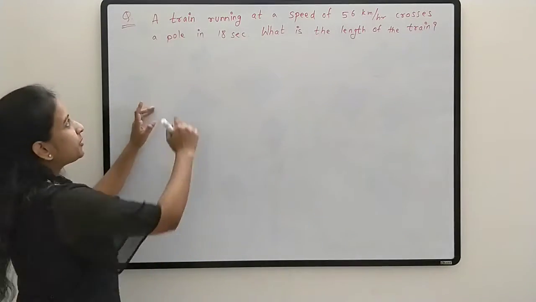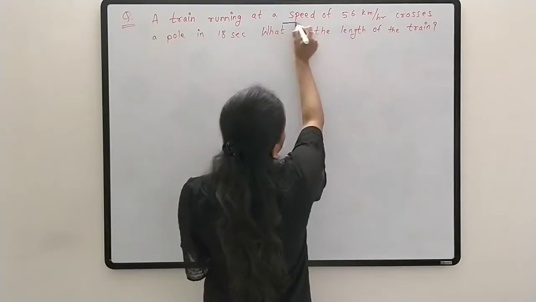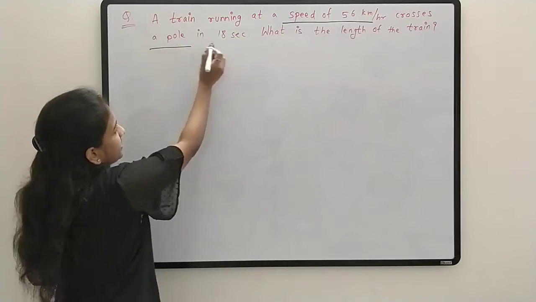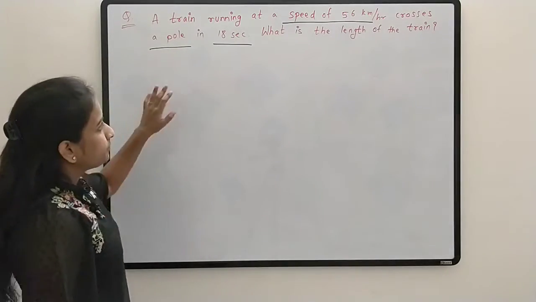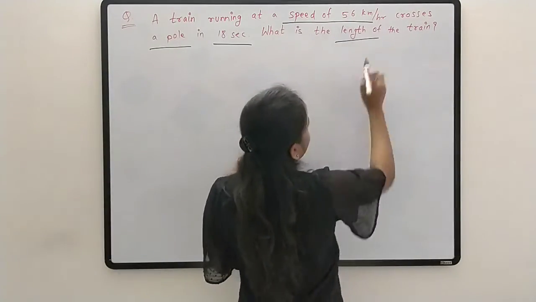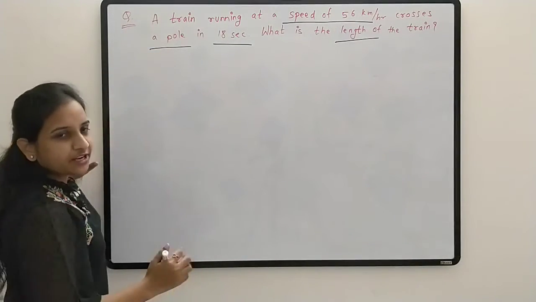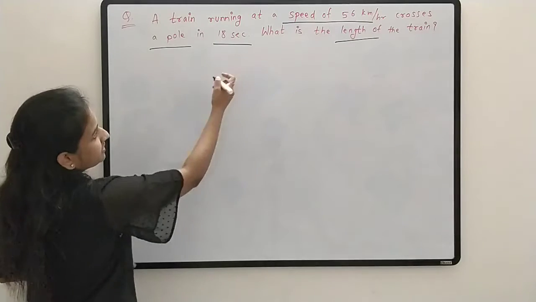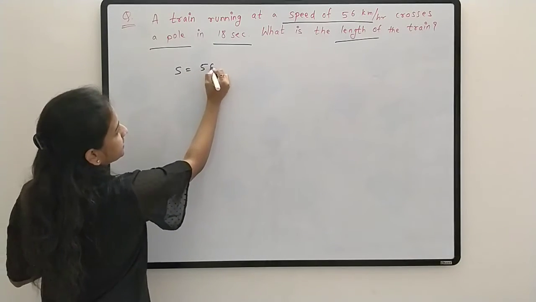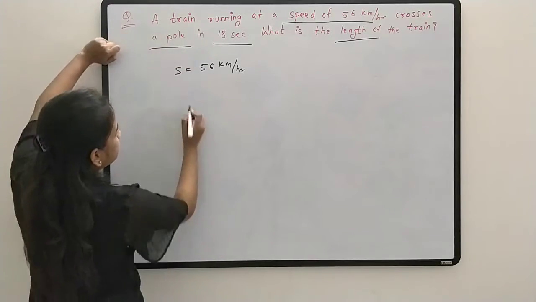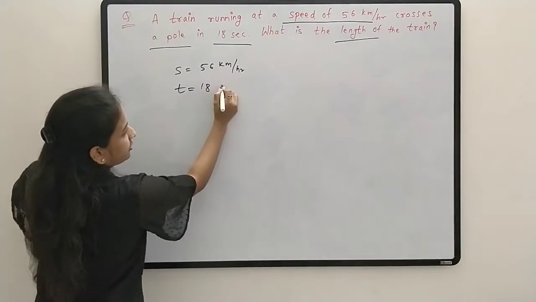See, what is given in this problem? A train running at a speed of 56 km per hour crosses a pole in 18 seconds. Then what is the length of the train that we have to find? See, a train is crossing a pole, a stationary object. So what is given? Speed is given, 56 km per hour, and it crosses the pole in 18 seconds. So t equals 18 seconds.